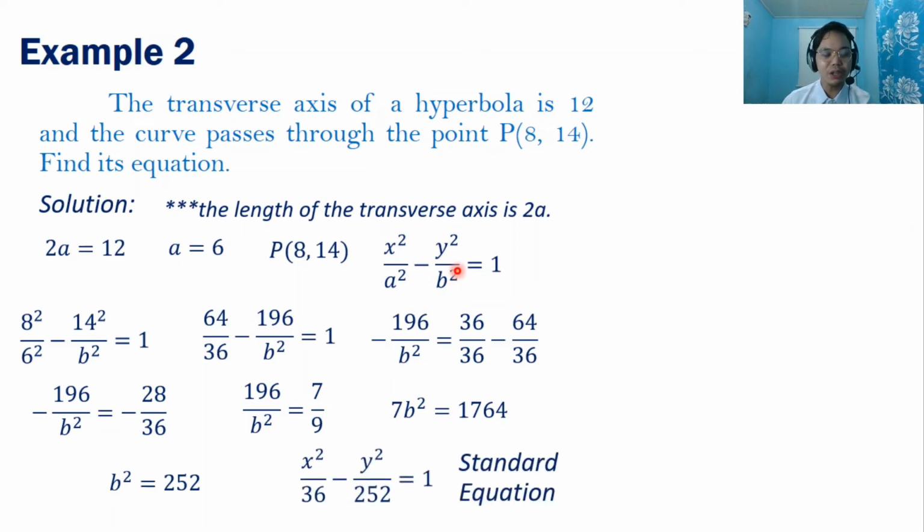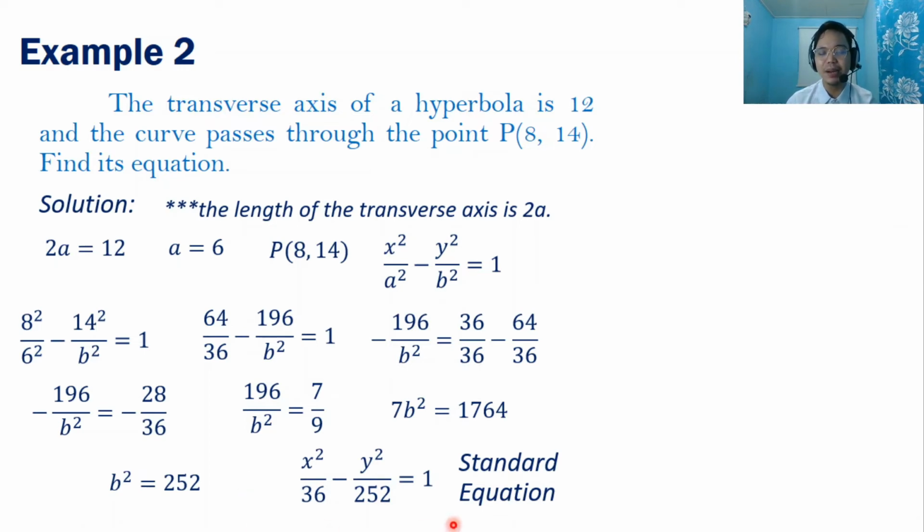So our equation will be x squared over 36. So where did we get 36? That is a squared. So our value of a is 6. So a squared is 36. Then our b squared is 252. Okay, so this is our standard equation.